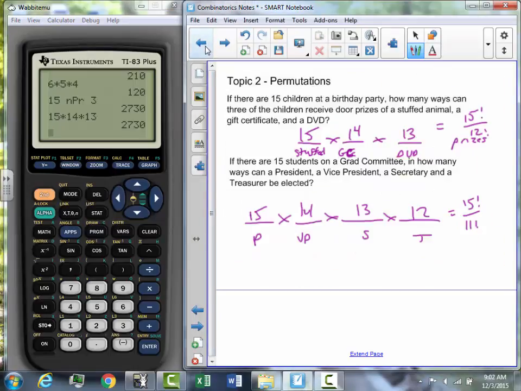If I were to go back to this question right here, 15 kids and 3 of them win, this could be written as 15P3. We just leave it at that. We wouldn't actually calculate the number. We'd just say 15 kids, 3 of them win, whereas over here it's 15 kids, 4 of them win. Does that make sense? Okay.